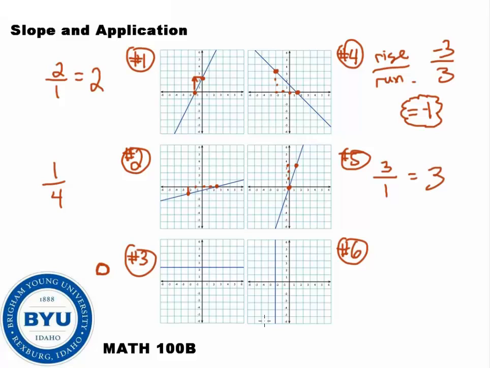Okay, number 6. Ooh, a vertical line. The slope of a vertical line is always undefined. Or you could have said infinite slope as well. Either one of those works. Okay, nice work.